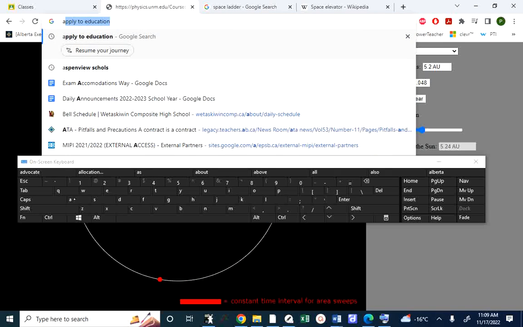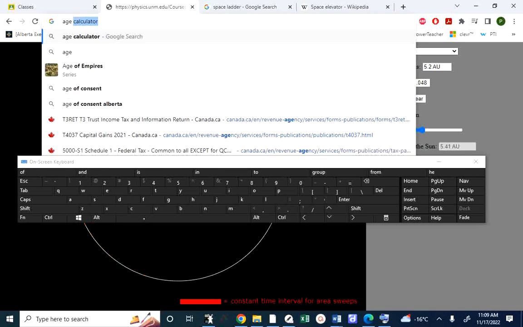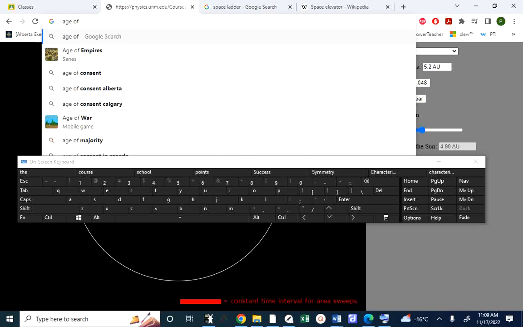So I'm going to just show you the age of the universe. I'm typing it in because I'm embarrassed to admit that I forget. I think it's about 15 billion years. I want to say 1.5, but I think it's 15.